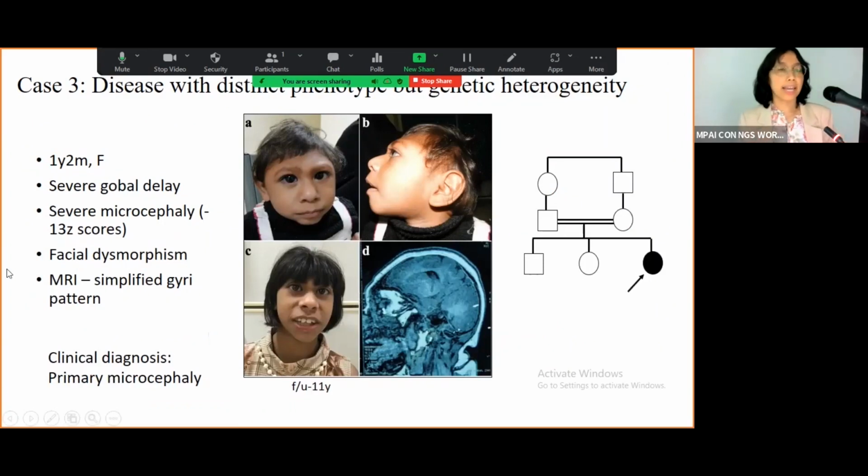Then this was the second case, which I wanted to demonstrate the use of exome in cases where we have the diagnosis clinically. However, it is a very genetically heterogeneous condition, and therefore we prefer to do an exome sequencing. Again, this child came to us at 1 year, 2 months. At that time NGS was not there. This was somewhere in 2010. But they came again when she was 11 years old, and by that time we had NGS as a diagnostic modality. So the clinical diagnosis was primary microcephaly from the clinical picture and the MRI images.